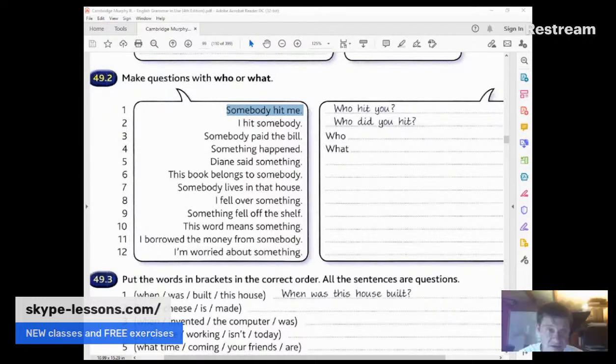This word means something. Something is clearly the object. So what does this word mean? Now, not "what means this word." Yeah, what does this word mean? It must have an auxiliary.